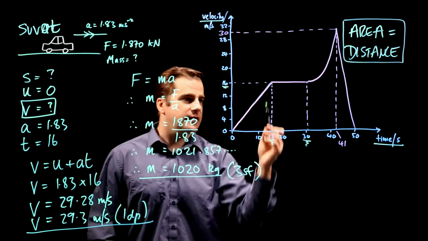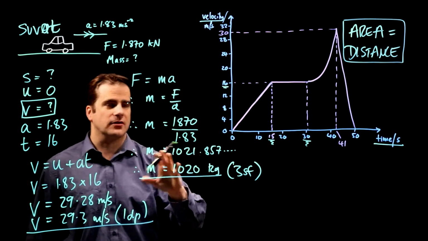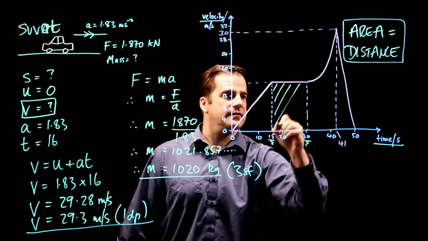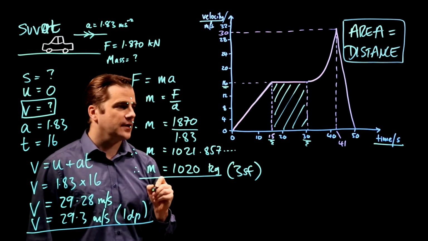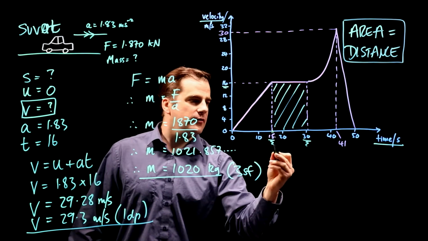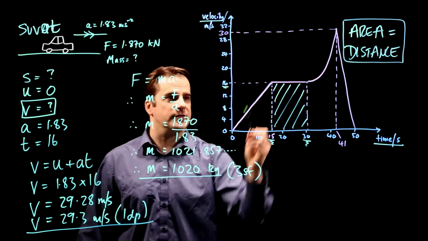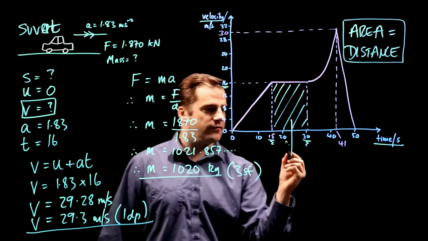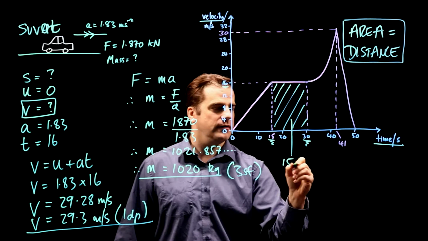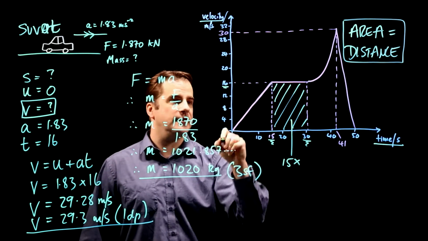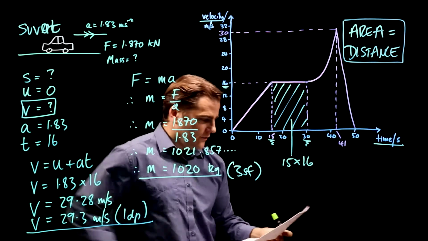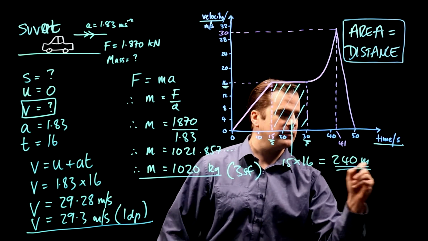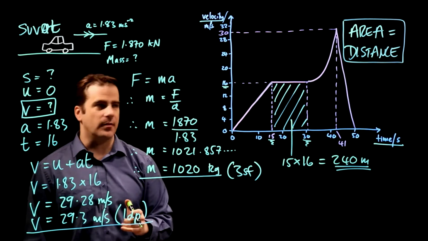So the distance covered during the constant velocity section is the area under the graph, which is that times that, which is 15 times 16. So that area is 15 to 30, which is 15, and the height is 0 to 16, which is 16. 15 times 16 is 240 meters. Okay, easy. Can't believe this is 4 marks.